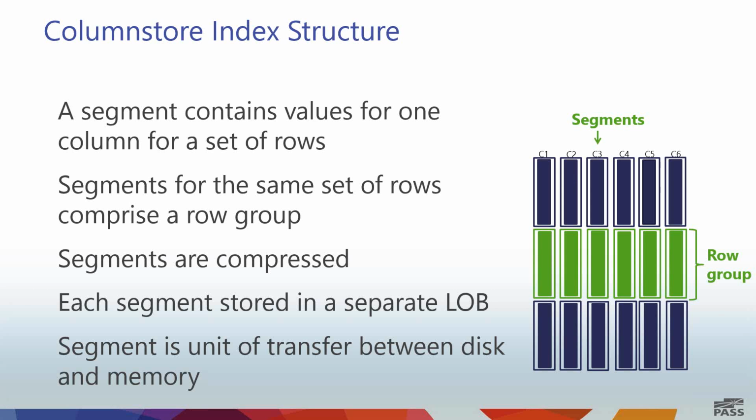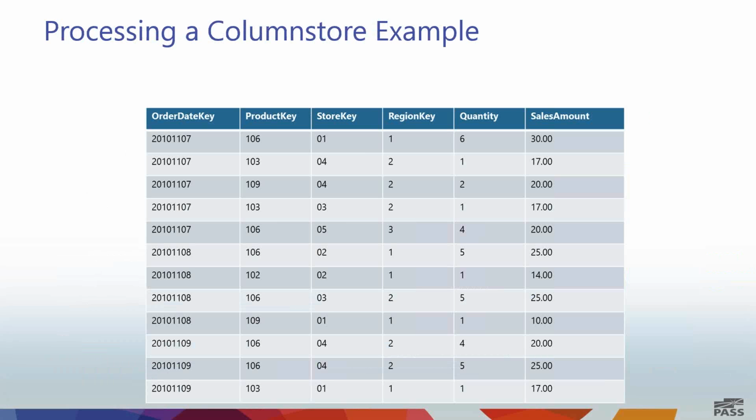So for a set of about 10,000 rows, they're all compressed into a row group that goes onto a segment, and we compress those segments, and each one of those is stored in a separate blob, and that segment now becomes the unit of transfer between disk and memory, and we move that back and forth. So you'll hear us talk a lot about segments, and you'll hear me talk lots about row groups as we go through some of these slides. They're very important terms. So let's look at what an example might look like.